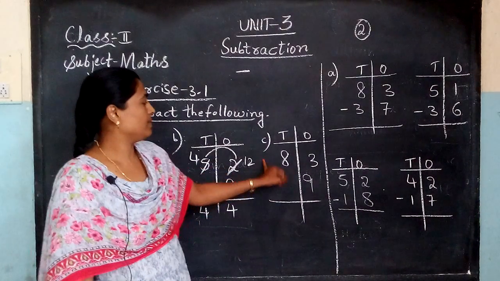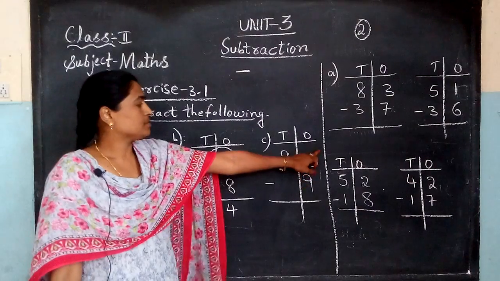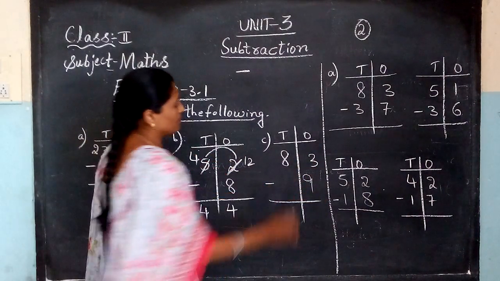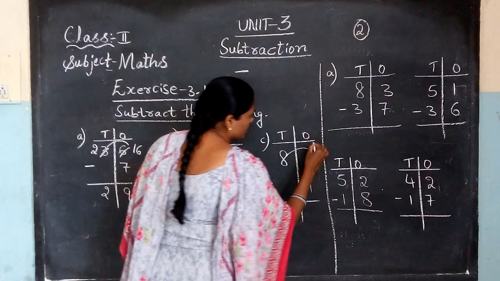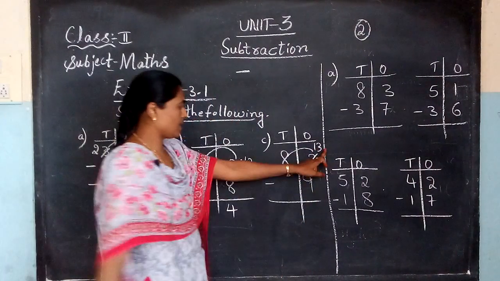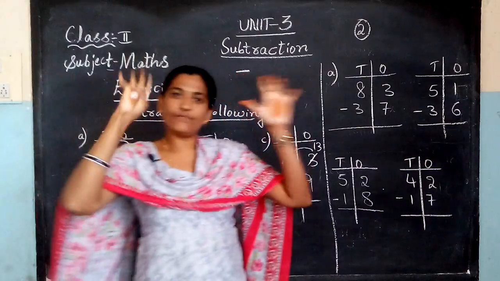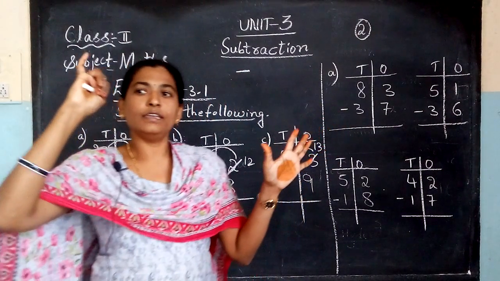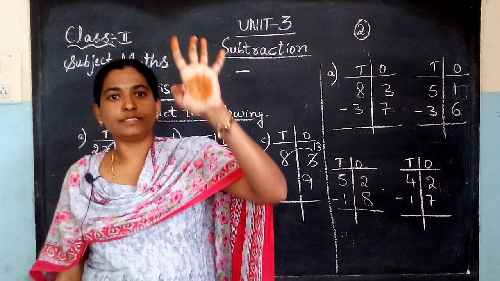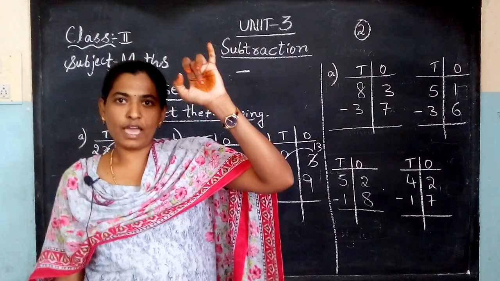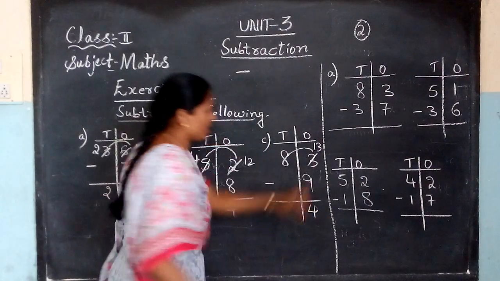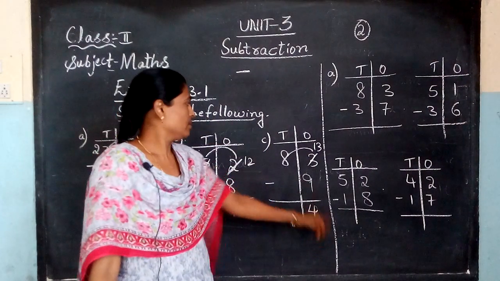Next, going to the next one, from the small number you cannot take 9. Take a borrow. What did it become? 13. 13 in the mind, again 9 in your fingers. 13 before: 12, 11, 10, 9, 8, 7, 6, 5, 4. In the ones column, 13 minus 9 got 4.